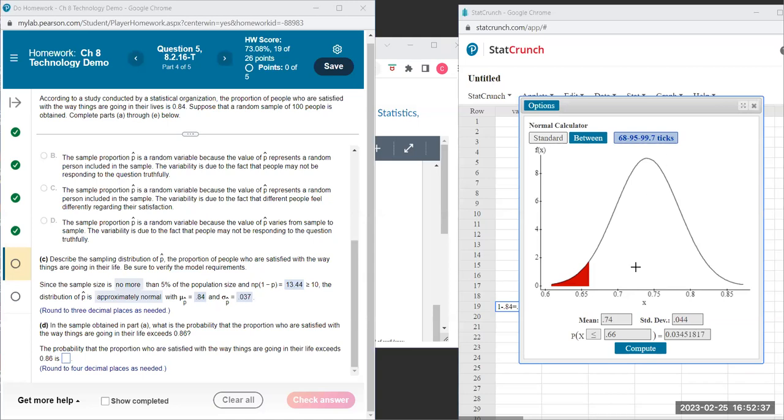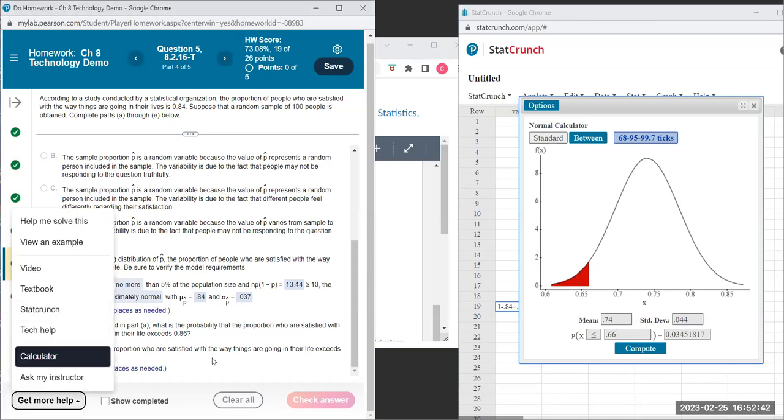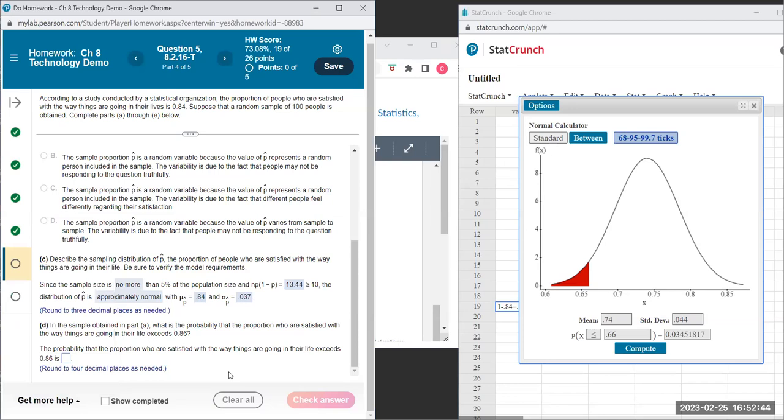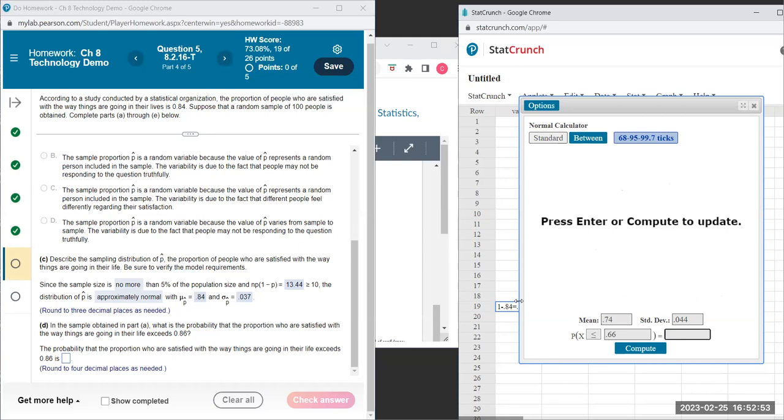Okay, so if you don't have StatCrunch, open up StatCrunch. I already have it open here. Because they're asking for a probability, you know that's these areas over here, so we need to do it on StatCrunch. We're going to enter the mean, which for mine was 0.84. My standard deviation for this sampling distribution is 0.037. They didn't give us a standard deviation for that population, so we don't even have a choice to use another one.